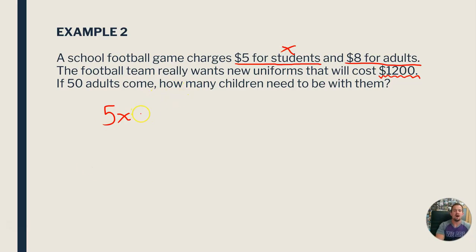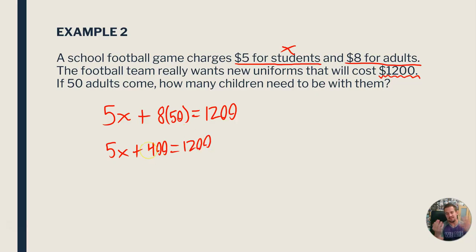Okay. I'm going to add that on to the number of adults. Okay, so I charge $8 for adults. I do know how many adults are coming. There's 50 adults coming, so I'm going to go ahead and multiply 8 by 50. Okay, and I need that to total $1,200 because that's how much these uniforms are going to cost. Okay? So let me simplify this a little bit. This is going to be 5x + 8 times 50, which is 400, equals 1,200. Okay, then this becomes an equation that is hopefully relatively easy for you to solve.